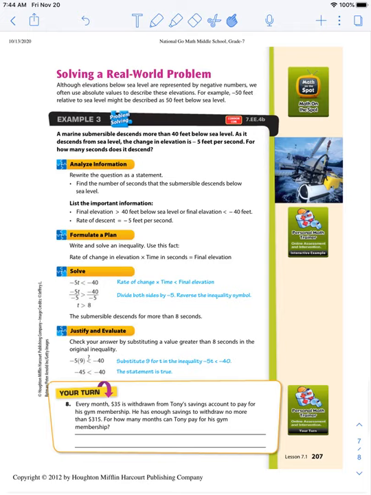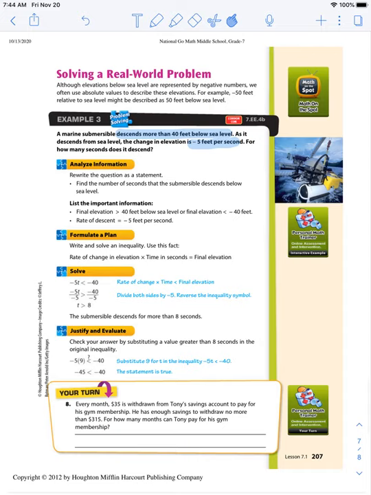Okay, so first we're going to start a plan. To do that, we need to look at our information. We know that it descends more than 40 feet below sea level. Its change is -5 feet per second. So how many seconds does it descend? -5 per second, so we're going to say that's -5 times the variable. We'll just say t for time. So -5 times t, and it has to descend more than 40 feet.